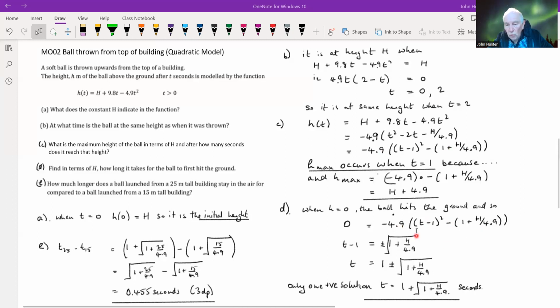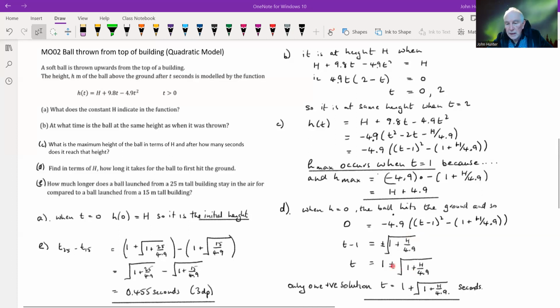And therefore, we can knock out the minus 4.9, just divide through by minus 4.9, and we've got t minus 1 squared equals this. And take square roots, we've got t minus 1 is plus or minus the square root of 1 plus h over 4.9, and therefore t equals 1 plus or minus the square root of 1 plus h over 4.9. Now, this is going to be greater than 1.